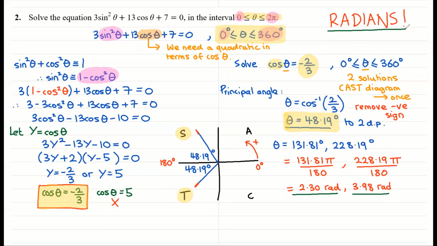So we've remembered to convert it into radians. Our predictions have come true. We've got two solutions. We went around the cast diagram once. And if you have time, just plug these angles into the equation and you should hopefully get 0.